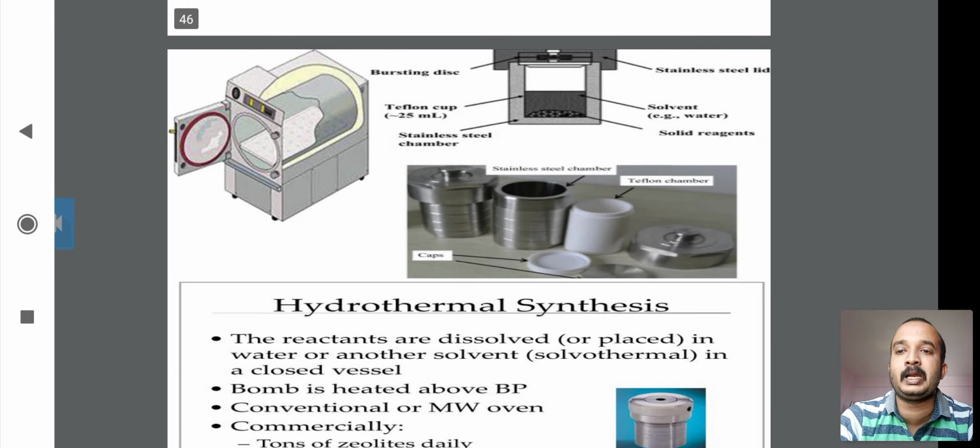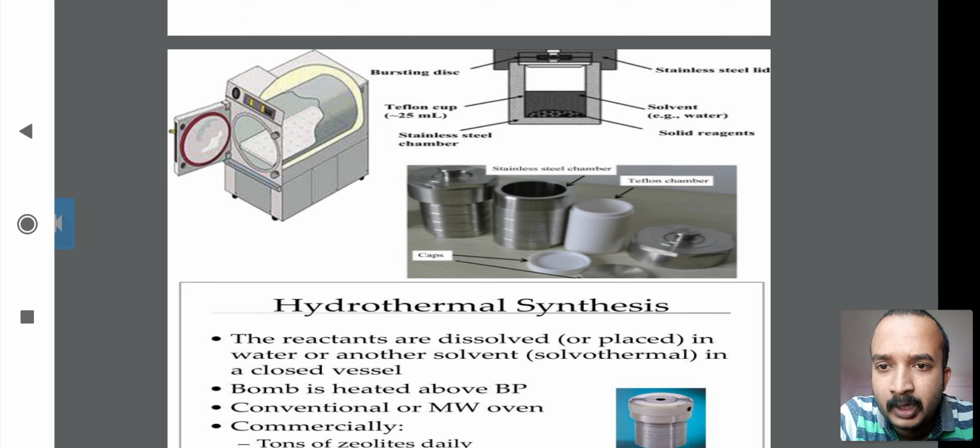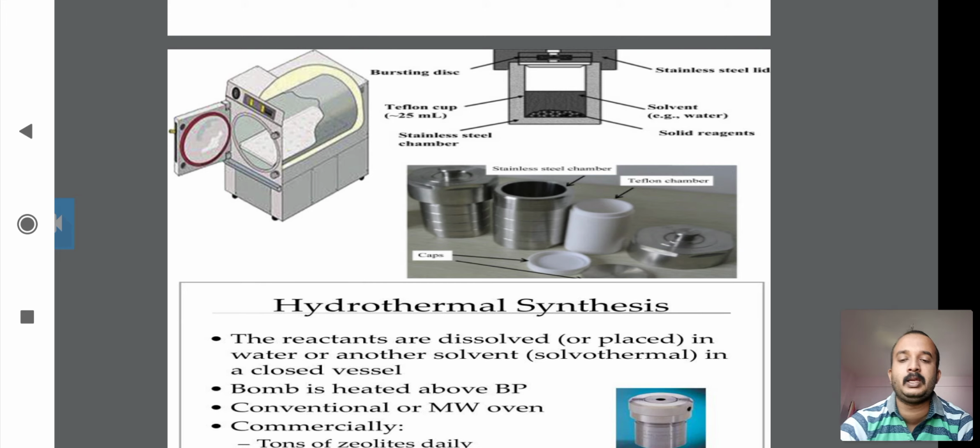Look at this diagram of the hydrothermal setup. A washing machine is also an example, and then the Teflon chamber, then the stainless steel chamber. And the bursting of the cheese, example like the kulfi seller.